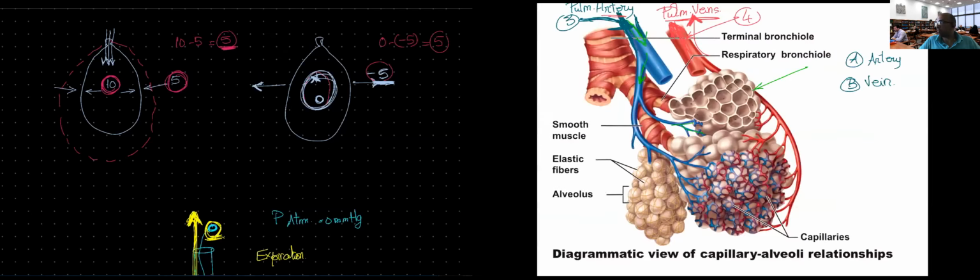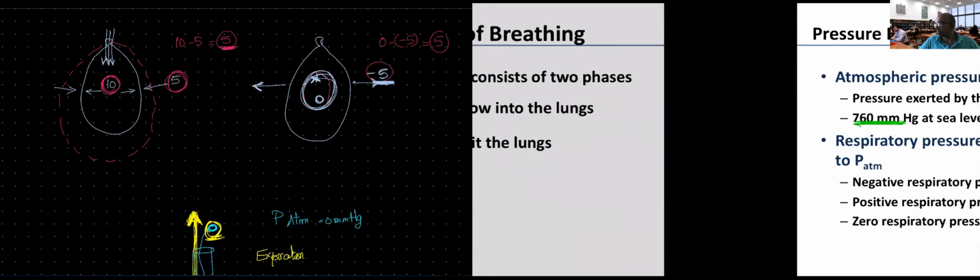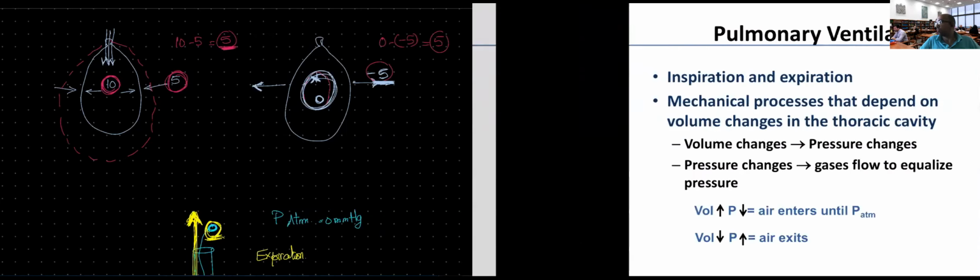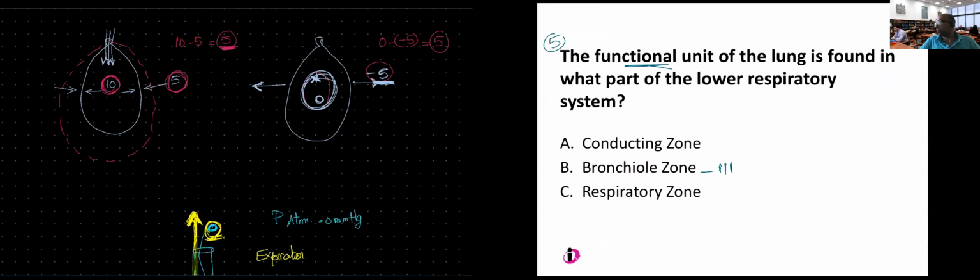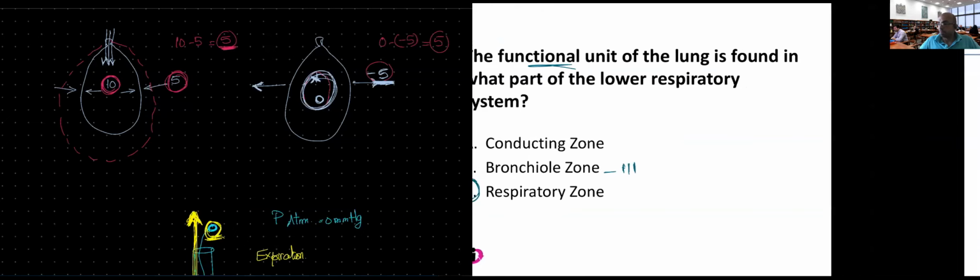So where can I find the functional unit of the lung? Conducting zone, bronchial zone, or respiratory zone? I'm waiting for some responses here. Respiratory zone. Respiratory zone. Questions?